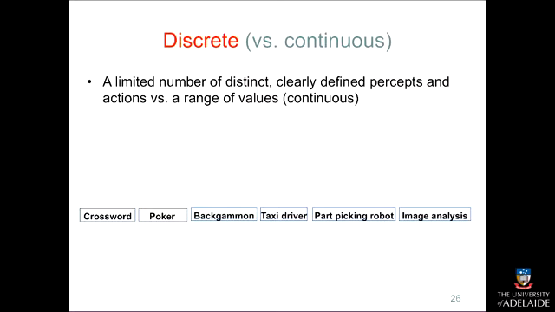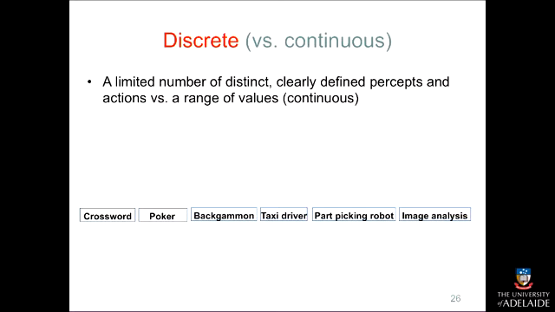Finally, discrete versus continuous. In some problems, it's absolutely clear that the environment is discrete. In some problems, it's absolutely clear that the environment is continuous. And then in some problems, it makes sense for us to take what is a continuous environment and discretize it in some way to make the problem tractable. But for some of these, clearly a crossword, poker and backgammon are discrete problems. There are countable events that can happen.